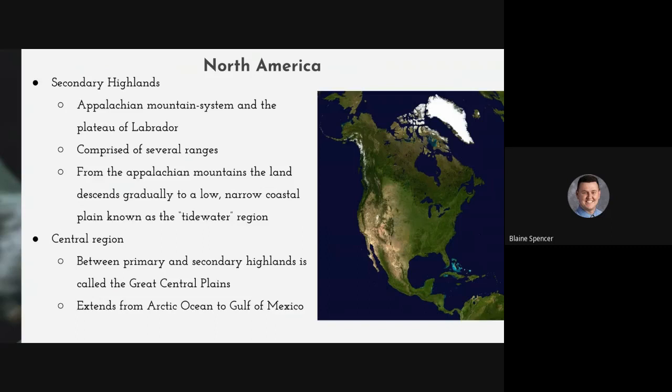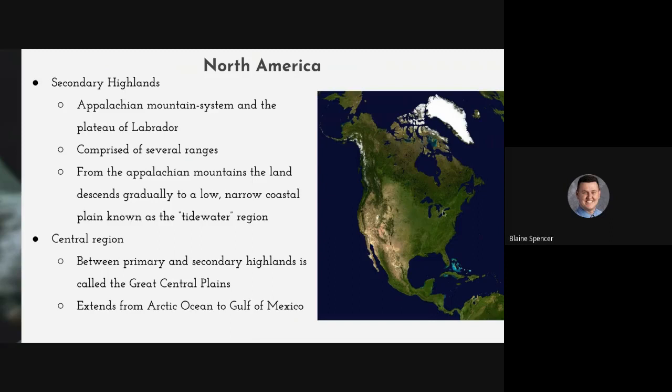When we look at this, we're going to look at the secondary highlands and then the central region, or the depression. When you look at the map, if you look way up here, here's the Rocky Mountains extending all the way down to Panama, way down here. We see the secondary highlands right here, and then this massive region right here, super flat. This is the central region, or the depression region.